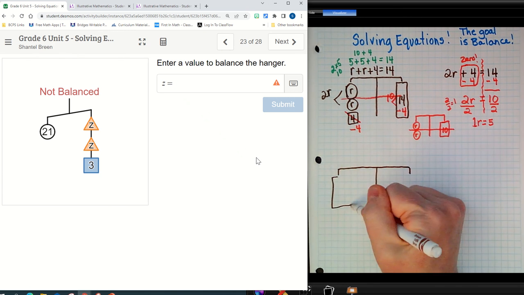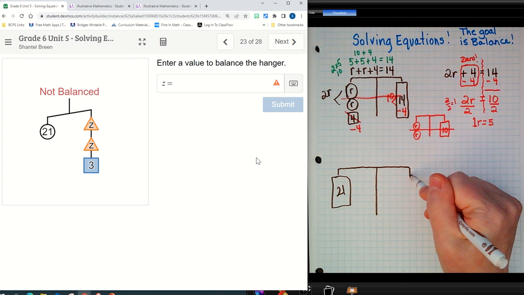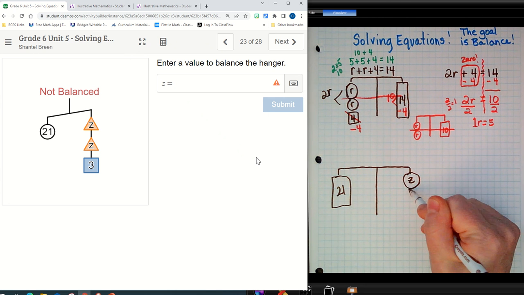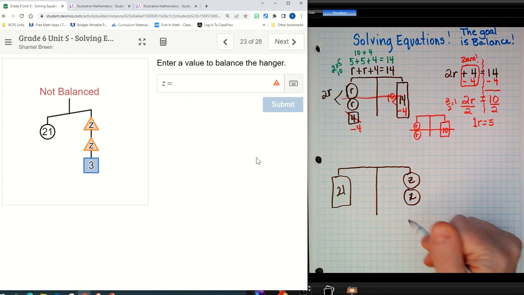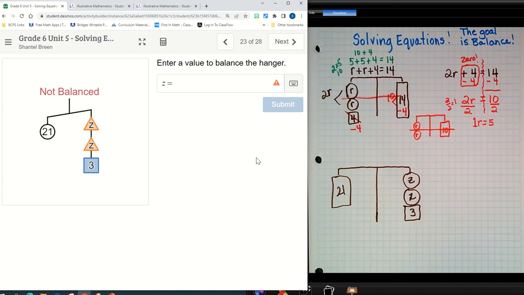All right, I got a big old 21 over here. I'm just going to draw a bigger one because that circle's a little too small for me. And then I'm not doing triangles. I'm just going to do a Z. I'm going to put a line through it so we know that's not a 2. Z. And then a 3. All right, so this is what I'm working with here.